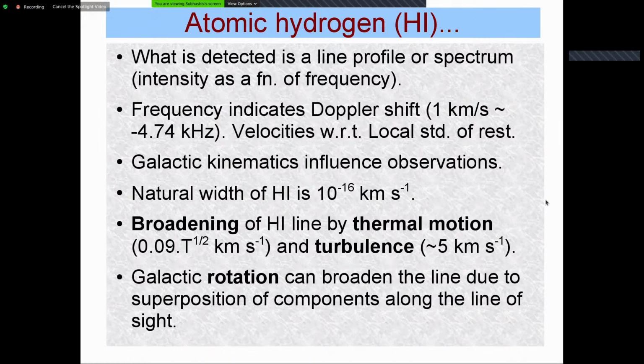That means consider a storm. If you have a storm, there will be turbulence around. It forms vortices, it forms complex motion. So this complex motion, you can characterize its effect on the line of sight velocities, that this will cause turbulence. And in our galaxy, if you're talking of the galactic disk, this turbulence can be of the order of 5 kilometer per second in HI. The other thing which also happens, which we are not going to talk about today, is galactic rotation. That can also broaden the line due to superposition of components along the line of sight. So all these are important, and they can broaden the line.